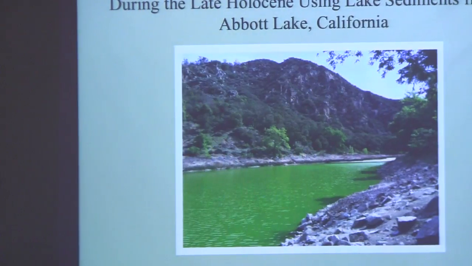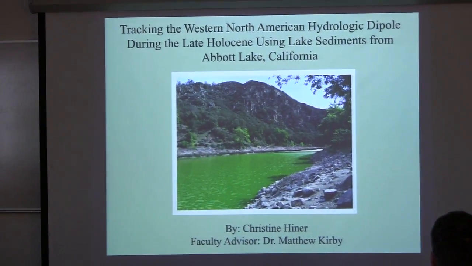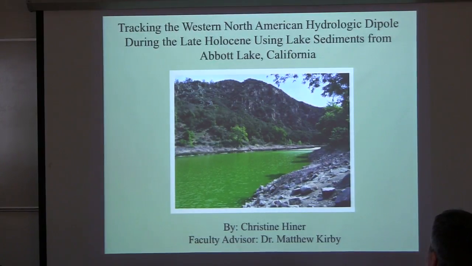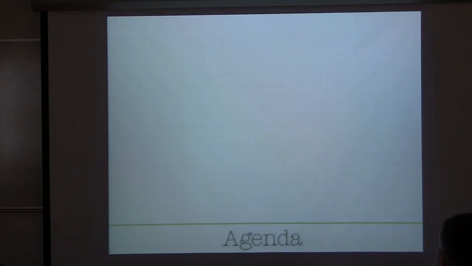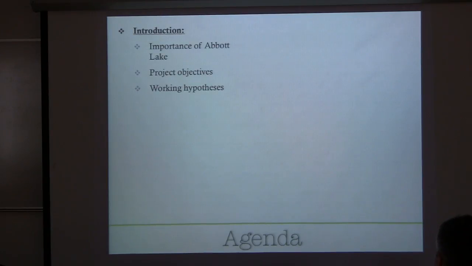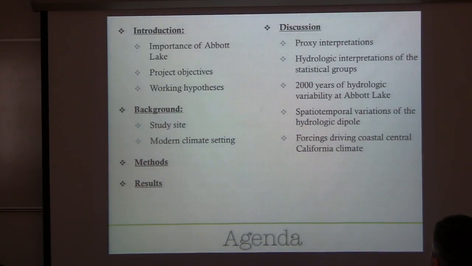So, as Kirby mentioned, I'm going to do a paleoclimate reconstruction on lake sediments from Abbott Lake, California, and that's Abbott Lake, super pretty and green. To give you an idea of what we're going to talk about, first we'll go a little introduction into Abbott Lake and the project's objectives and hypotheses. We'll go a little into the background about Abbott Lake in the modern climate setting, a little bit methods, results, discuss some of the main issues that our project addresses, and then finish with some of our main findings.